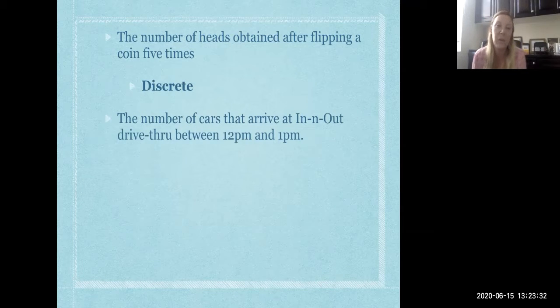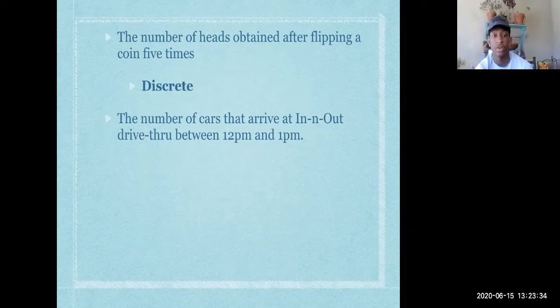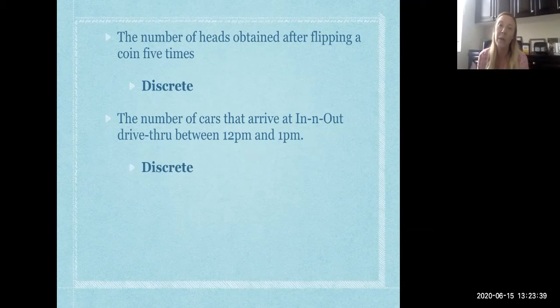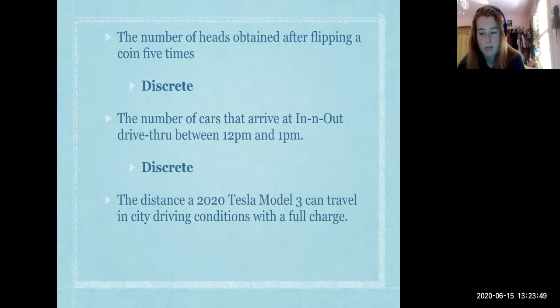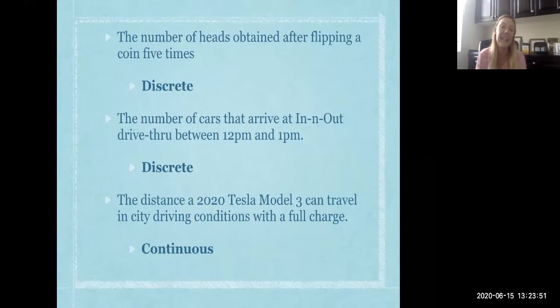Joshua, what do you think? Discrete or continuous? Discrete. Perfect. Because it's countable, right? It'll be a countable number of cars. And the last one, the distance that the car travels on a full charge. Samantha. Continuous? Yep, exactly. Now this is continuous because, why would we say it's continuous?